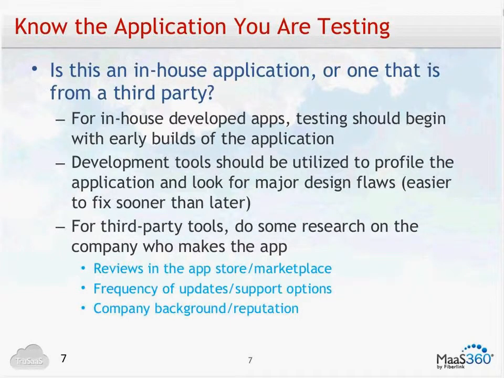Okay, very good. So in my opinion, one of the first things you need to know before you're going to test a mobile application is know the application itself you're testing. The first thing is, is this an application we're developing in-house, or is it one that's from a third party? And in this case, by third party, I mean something that's in the marketplace. You have no direct ties to this company. It's just an application you saw that does something that your company wants to roll out or utilize.